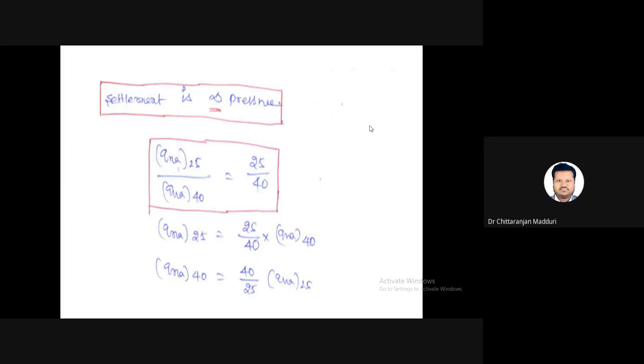So allowable bearing pressure for 25 mm settlement divided by allowable bearing pressure for 40 mm settlement is equal to 25 mm settlement divided by 40 mm settlement. So if you know the allowable bearing pressure for 25 mm settlement, you can find the net allowable bearing pressure for 40 mm settlement by using this equation or relation.